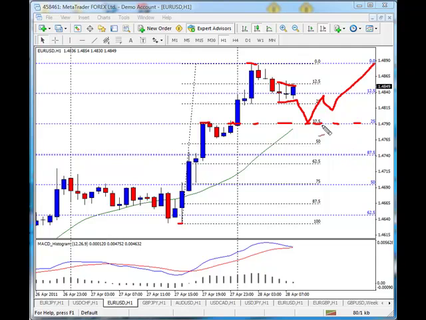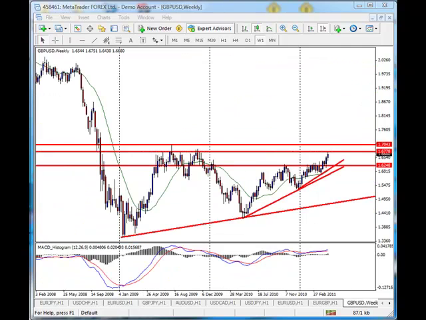Otherwise, if this trade does not work, we wait for a 4-hour pullback to the 37%, which we identified on the 4-hour, and buy there on candle info. So that's on the euro.